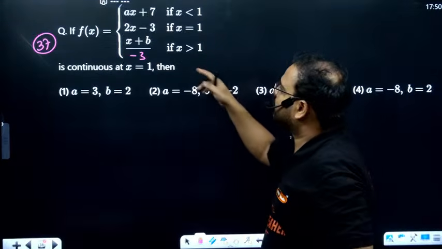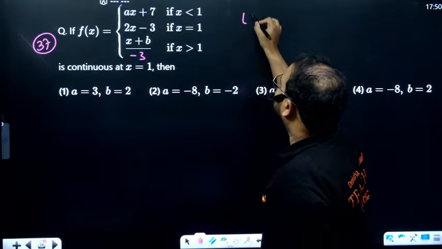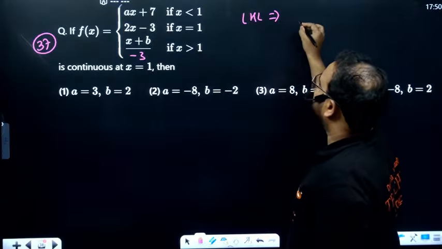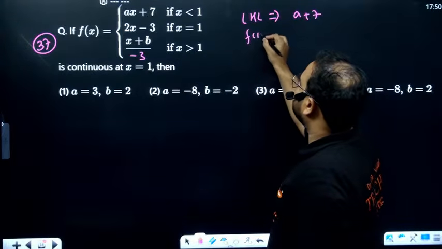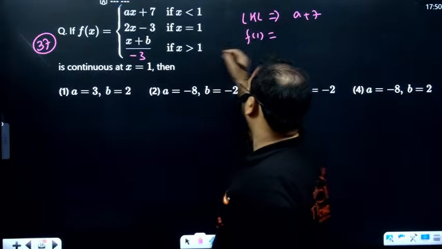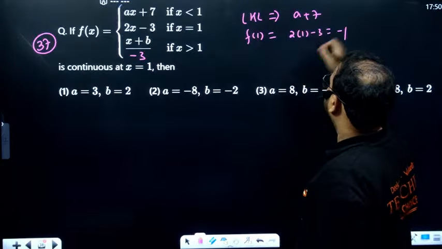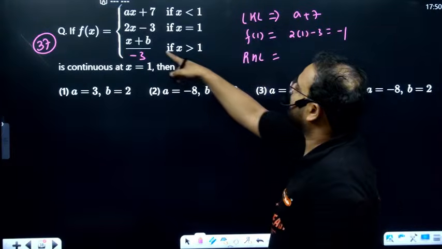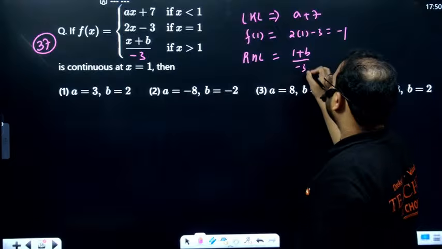Okay. So how to solve it? You can find the left hand limit from here because we are looking for continuity. Let's find the left hand limit, guys. From here, that'll come as a plus 7. Let's find the function value at 1. That'll come as 2 into 1 minus 3, how much is that? Minus 1. Okay, and let's find the RHL now. From here, you'll get (1 plus b) upon minus 3.